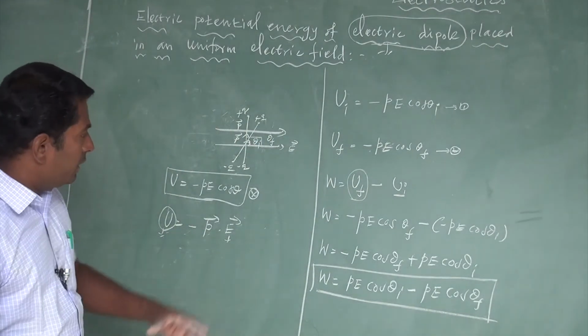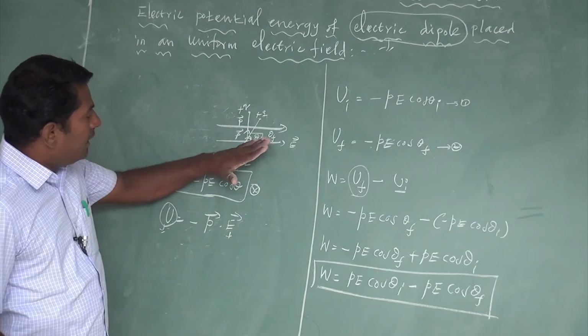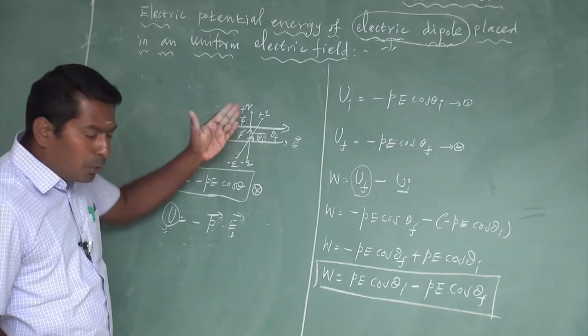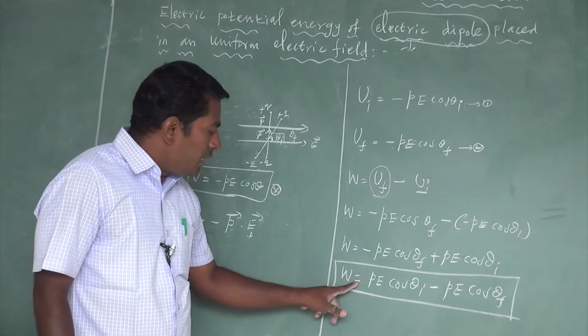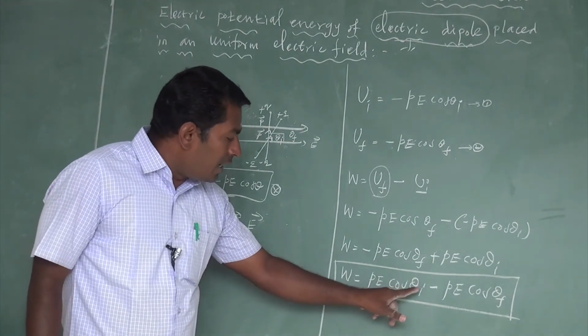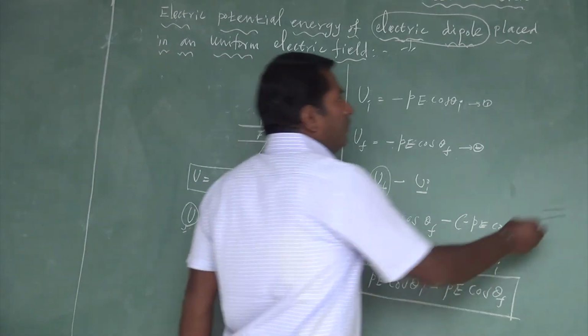It is a very important expression, can be calculated. Amount of work done to rotating electric dipole in a uniform electric field from one position to another position, or initial position to final position: W is equal to PE cos theta I minus PE cos theta F. It can be rewritten simply.